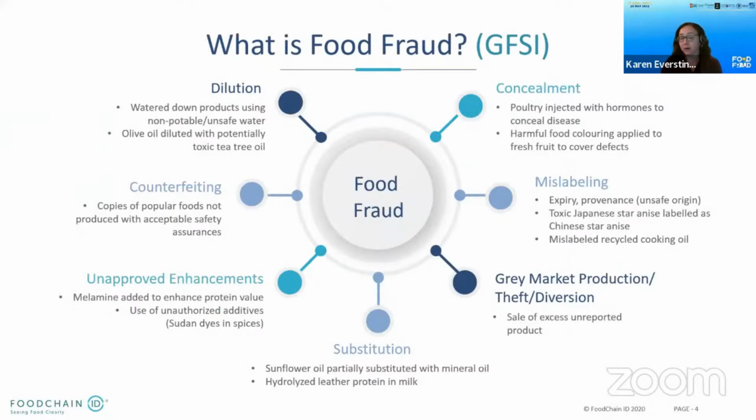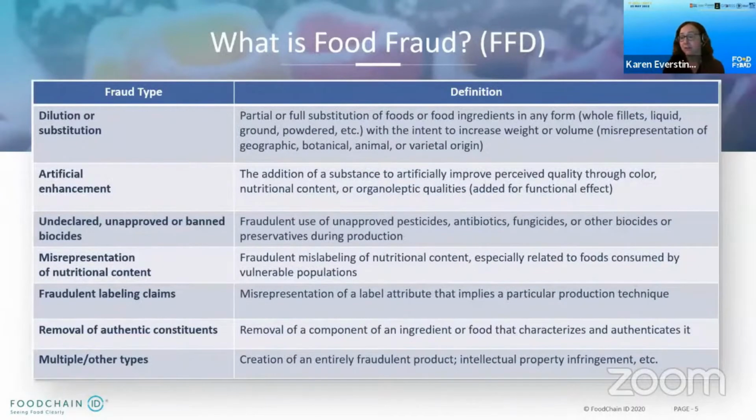I'm sure you are all very familiar with this graphic that talks about what food fraud is from a GFSI perspective, so I won't go through this too much. I wanted to show it to lead into our definitions of food fraud. They're very similar to the GFSI definitions. But I like to mention this because, since we are tracking and standardizing information related to food fraud, we try to be very specific in our descriptions of how fraud happens. And then we use these categories in our database.